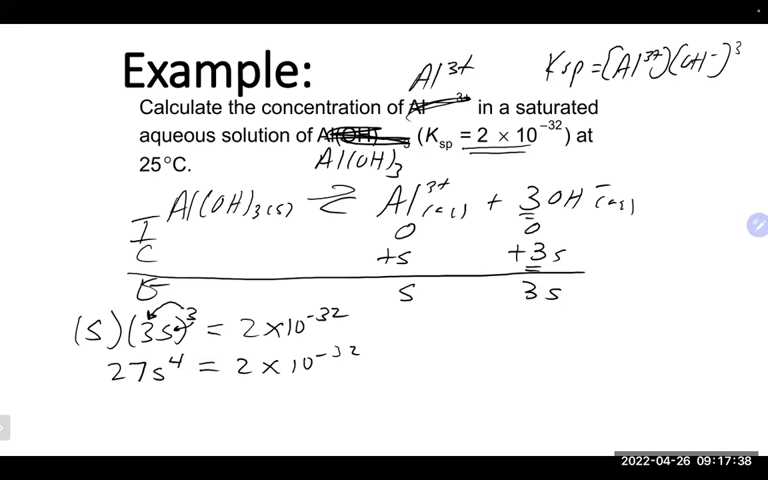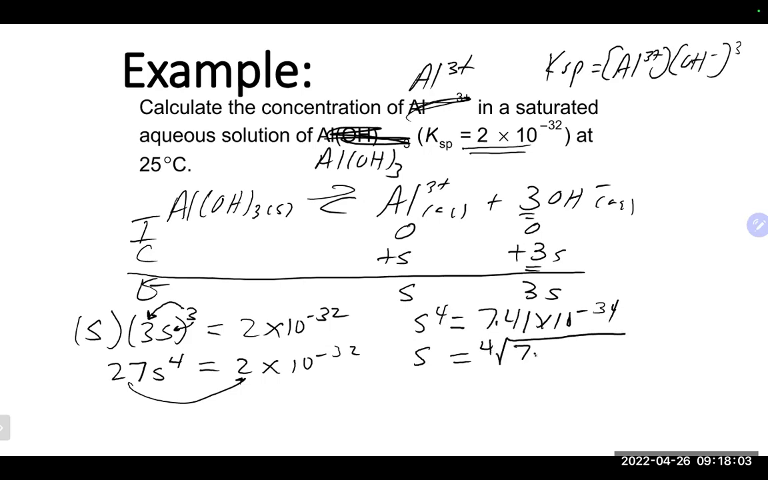That means we're going to divide our 27 to the other side there. And that will give us 2 times 10 to the minus 32 divided by 27. That gives us an S to the 4th that is equal to 7.41 times 10 to the minus 34. We want to take the 4th root here of that.